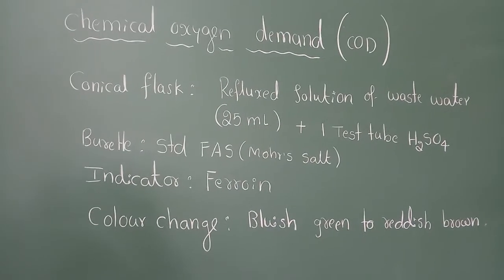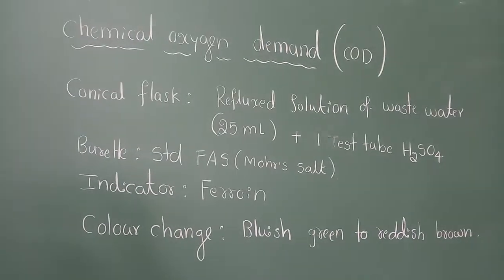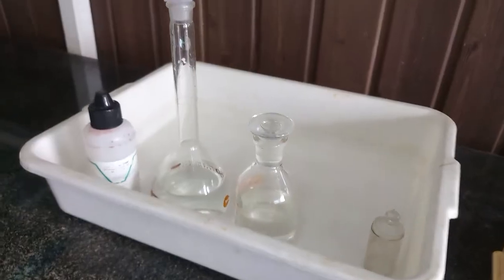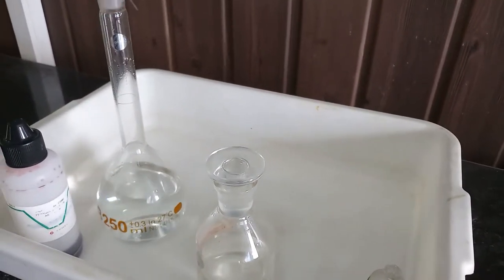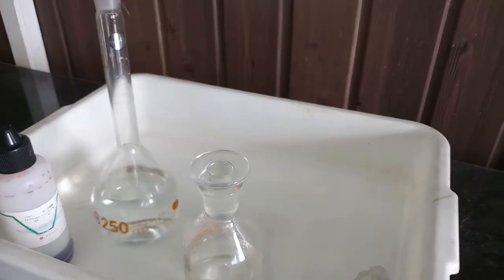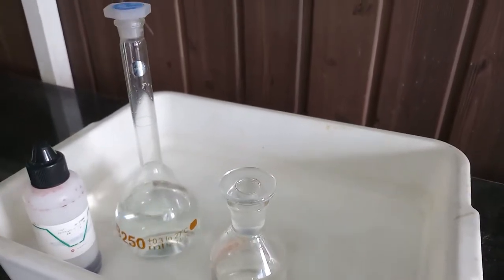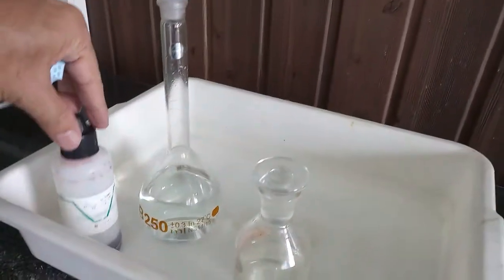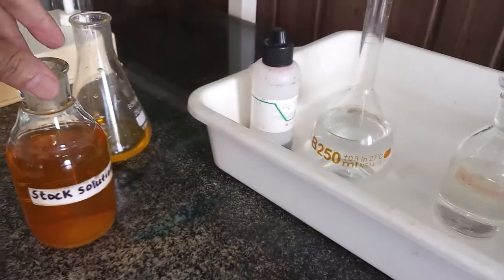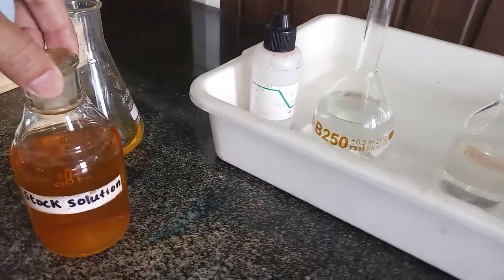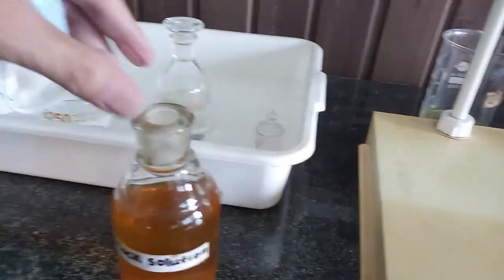Now, let us see how to perform the experiment. We already prepared the standard solution of ferrous ammonium sulphate by dissolving a known amount of FAS in 250 ml of the standard flask using dilute sulfuric acid. Here we have a ferroin indicator, and dilute sulfuric acid. Now, this is the stock solution of wastewater.